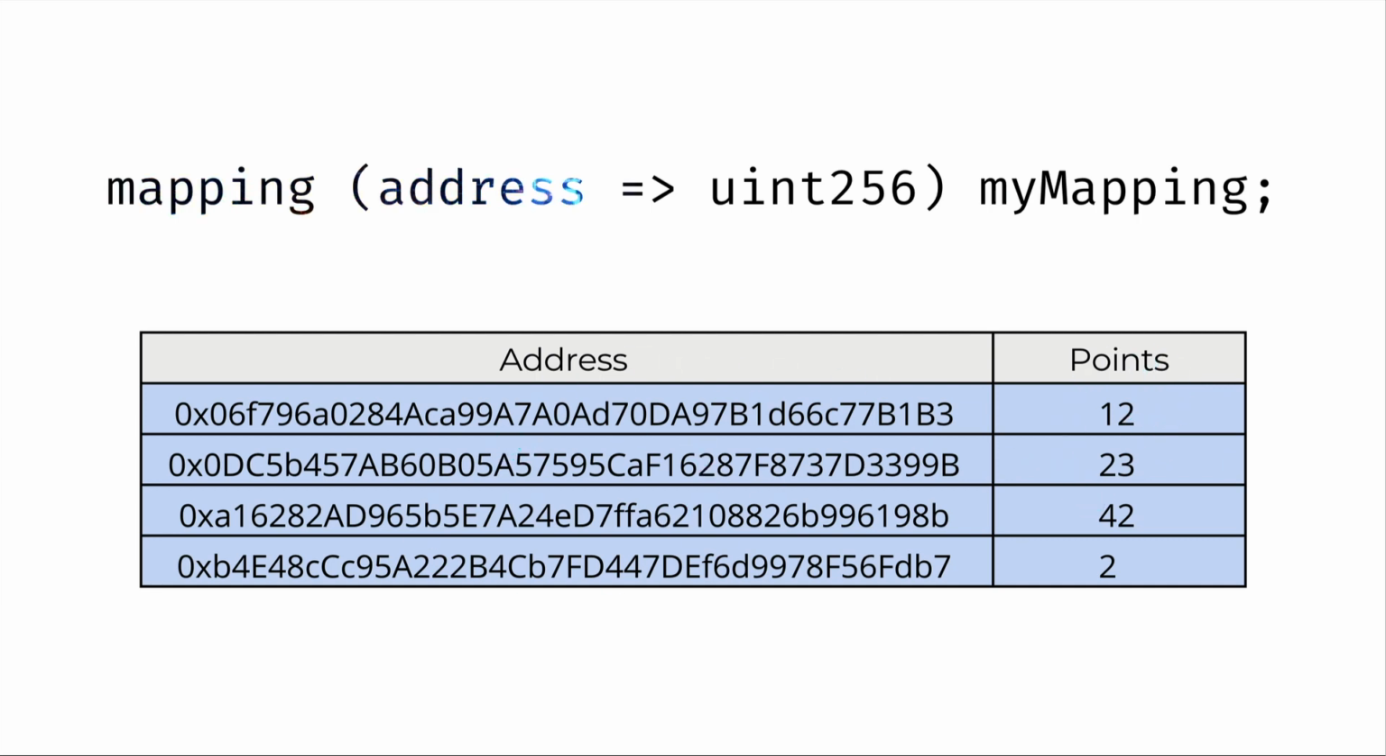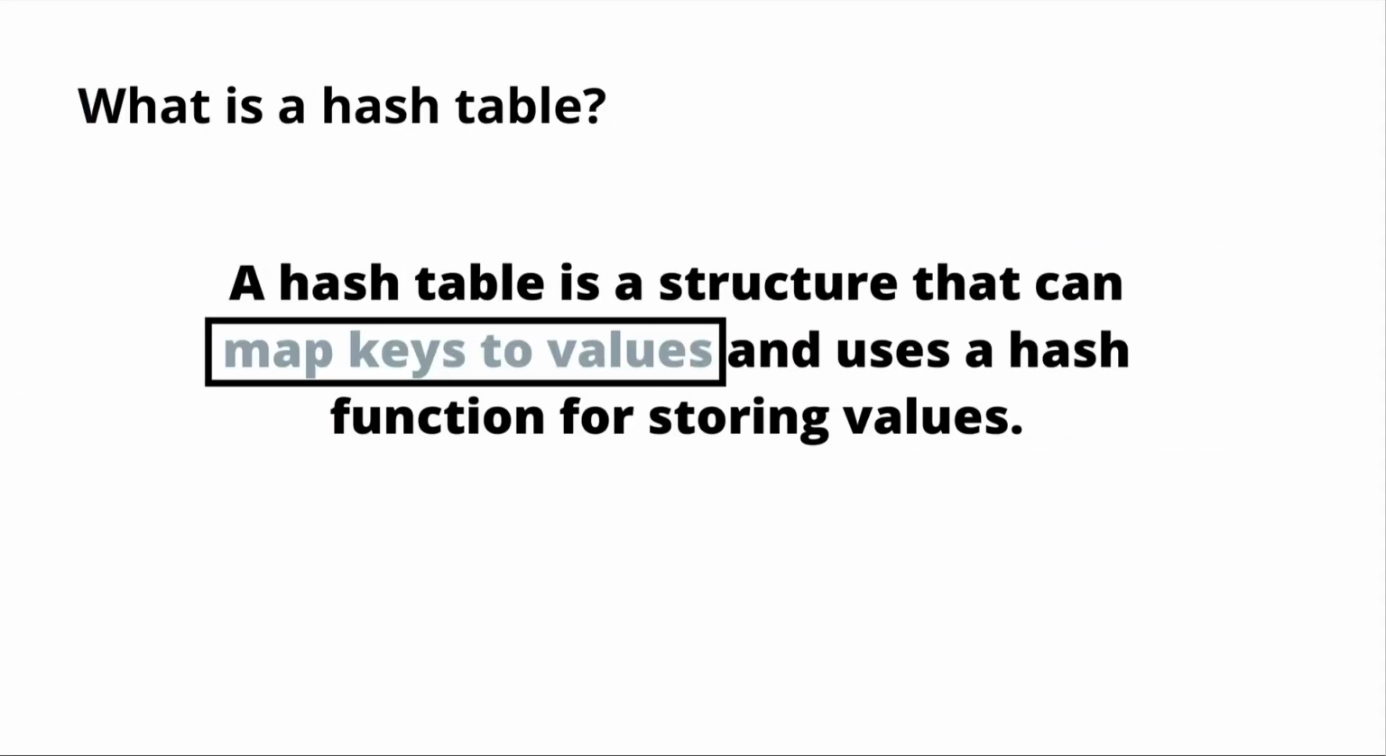So how exactly do they work? Mappings are sort of like hash tables, if you are familiar with those. But they are slightly different from hash tables, as we will discuss at the end. So what is a hash table? Well, in essence, it's a structure that can map keys to values and uses a hash function for storing values. Okay, so keys to values, that's the key part here, no pun intended. And when you are looking for a value, the key is hashed, and the resulting hash indicates at which storage address the corresponding value can be found.